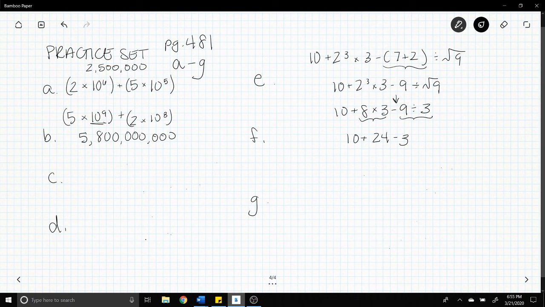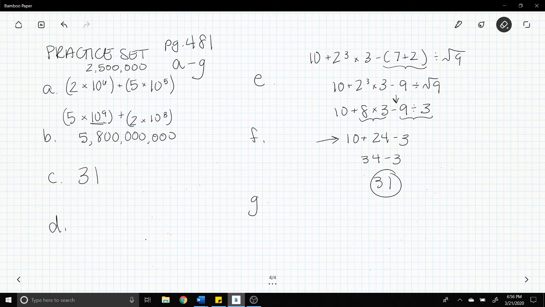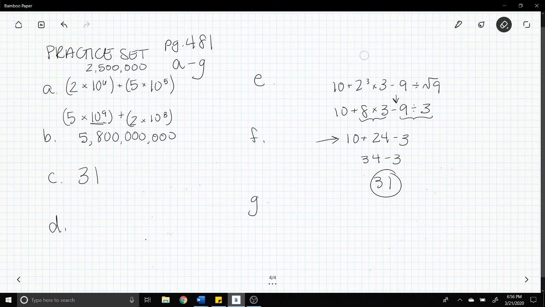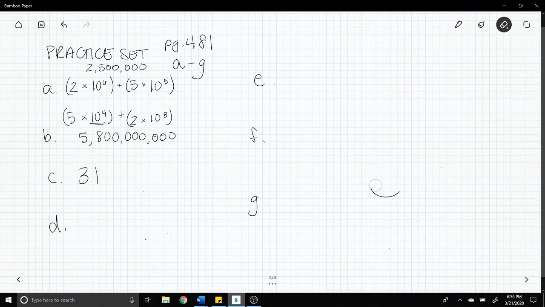And now we're going to work our addition and subtraction from left to right. So what's 10 plus 24? What's 34 minus 3? 31. And that should have been your answer for letter C. So those of you who are more comfortable with order of operations, you probably didn't want to go over that, but it's okay. Some of us need to remember those steps. So I'll keep the answer there, 31.